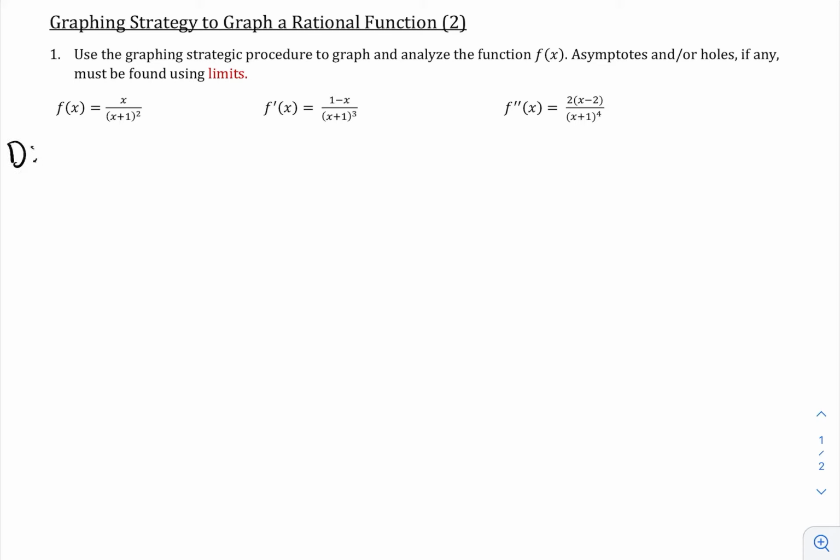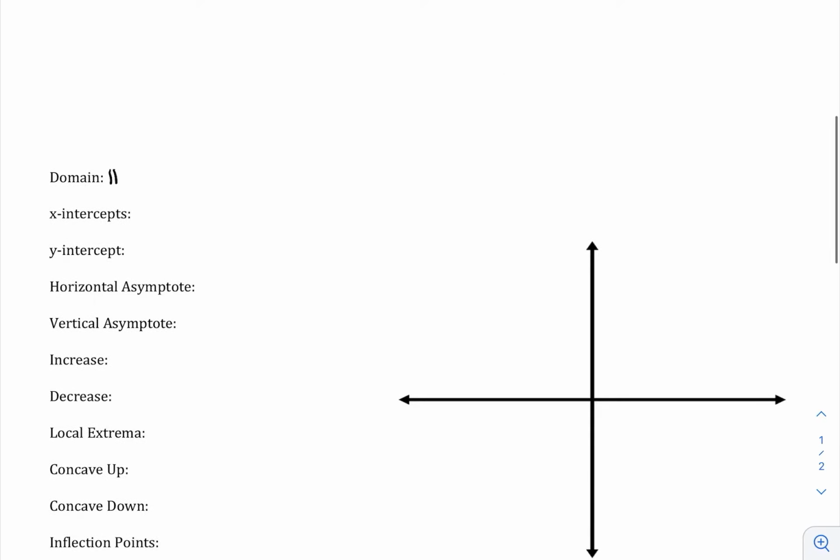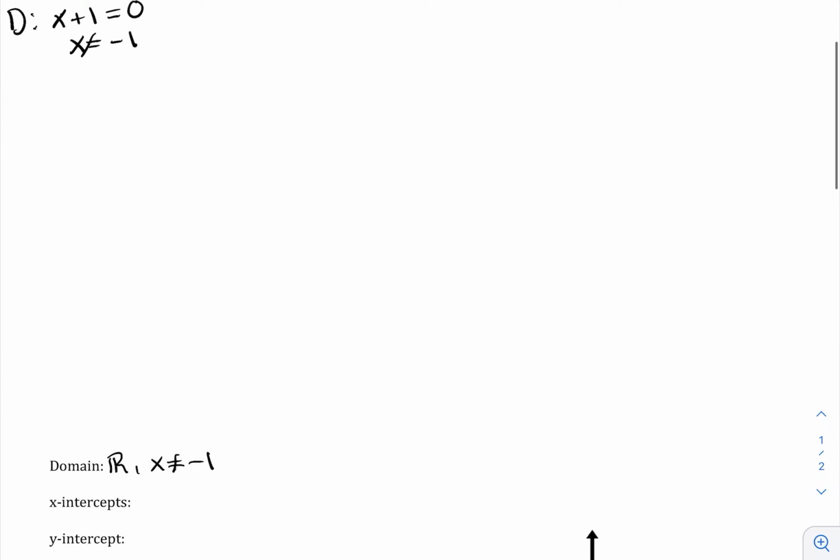It's a rational function, so it's going to be all real numbers except whatever makes the denominator 0, and that gives us x is equal to -1, so that's what it cannot be. So in the domain, we have all real numbers except x cannot be -1. You can also write it in interval notation.